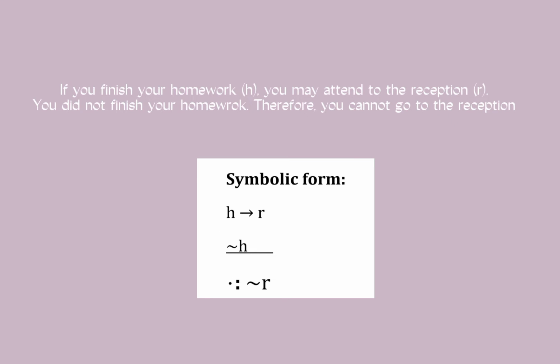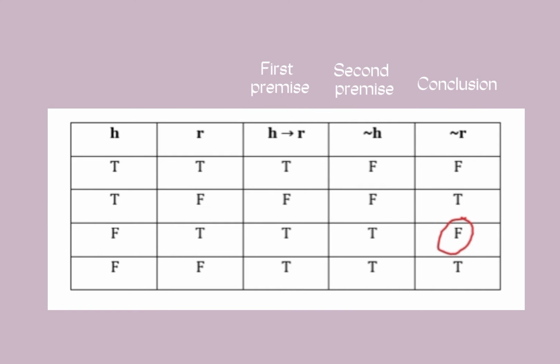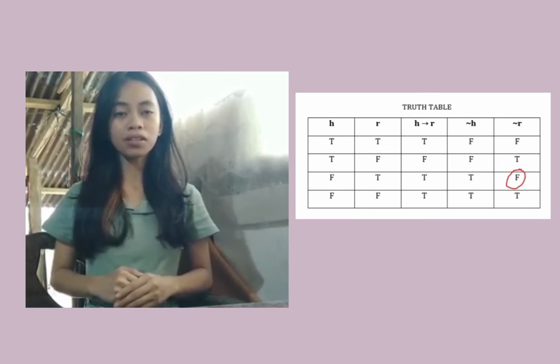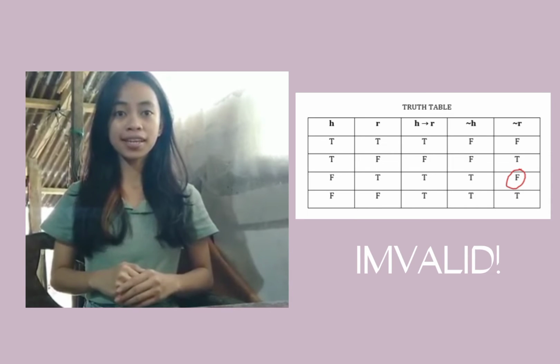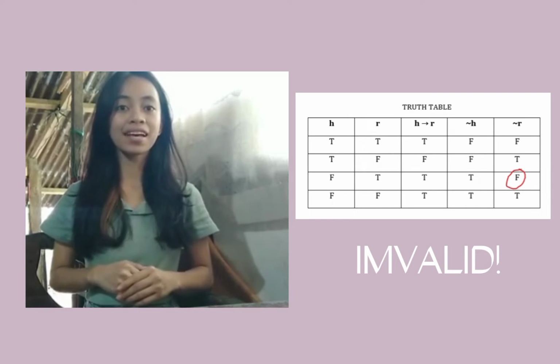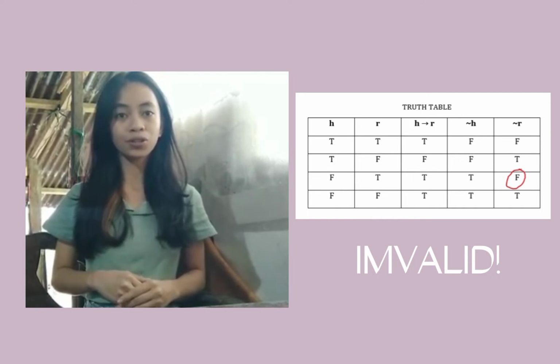So, let H represent this statement, if you finish your homework, and let R represent the statement, you may attend the reception. And this is the symbolic form. H implies R, negation of H, therefore, not R. This is the truth table that I constructed. So, as we can see in the truth table, it's invalid because the truth of the premises doesn't guarantee the truth of the conclusion.